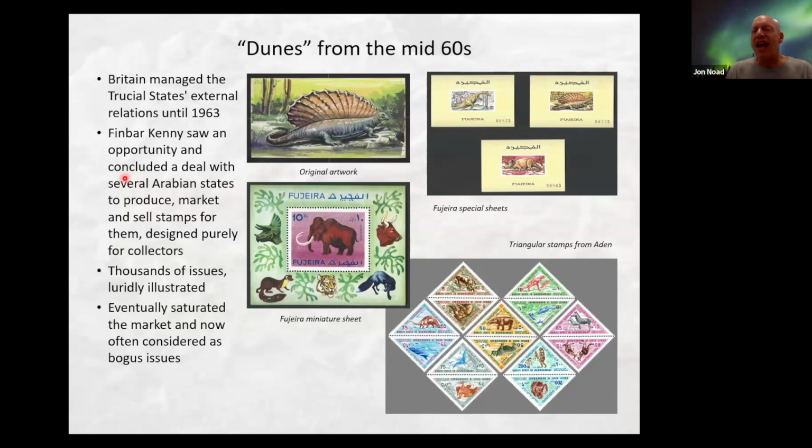The stamps had nothing to do with the Middle East in their content or subject, but yet he produced all of these issues. And some people believe that they're real, that they count as legal issues, and most people believe that they don't. But when you see something like this, which is original artwork for one of these Fujairah issues from the 1960s, then I couldn't turn it down. I had to say yes. And there's the stamp itself on a special label there as well.